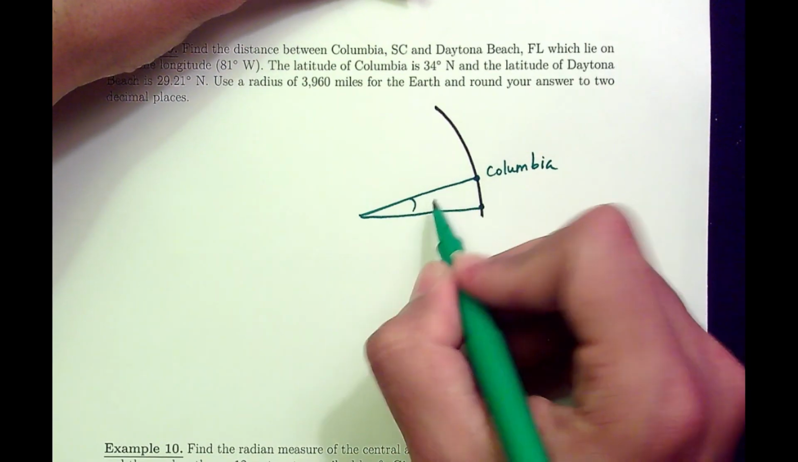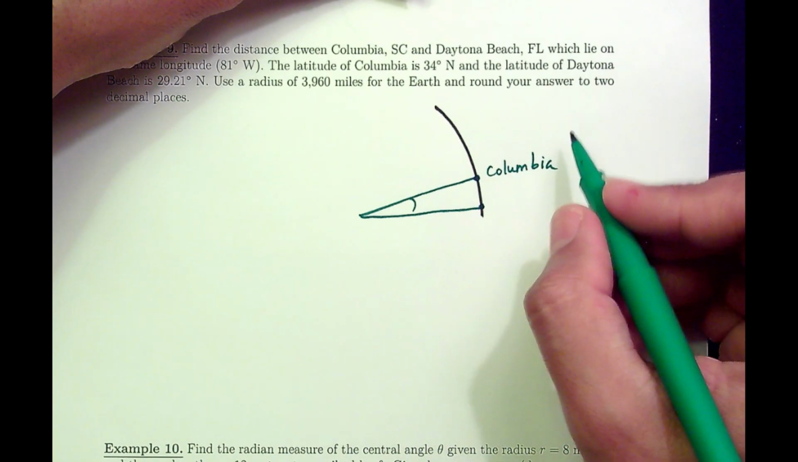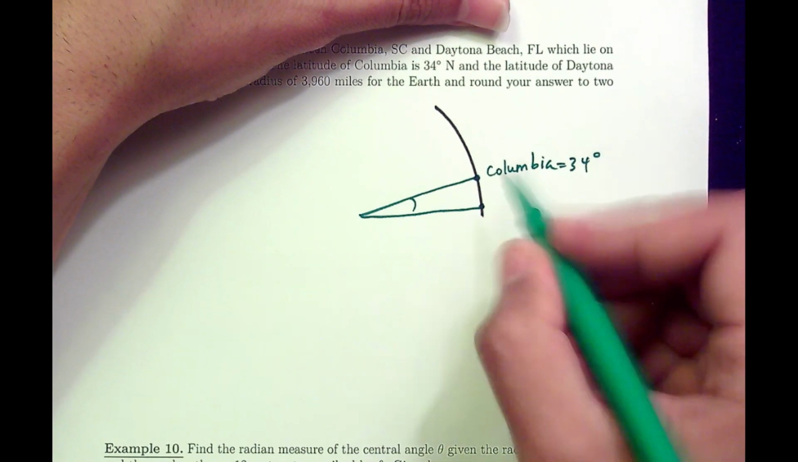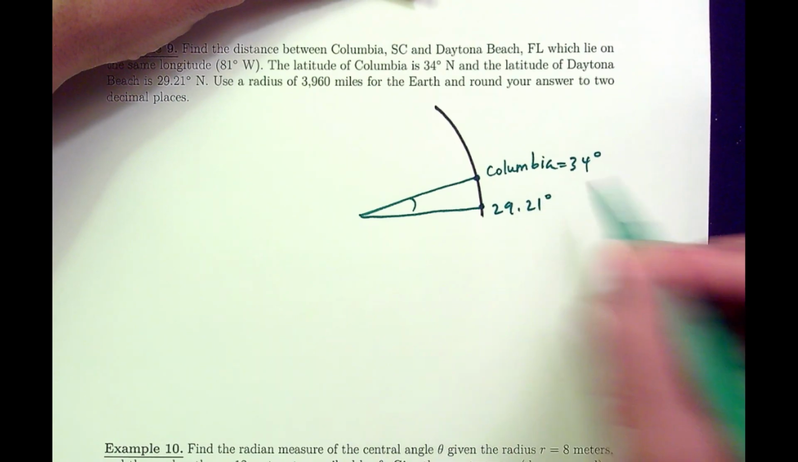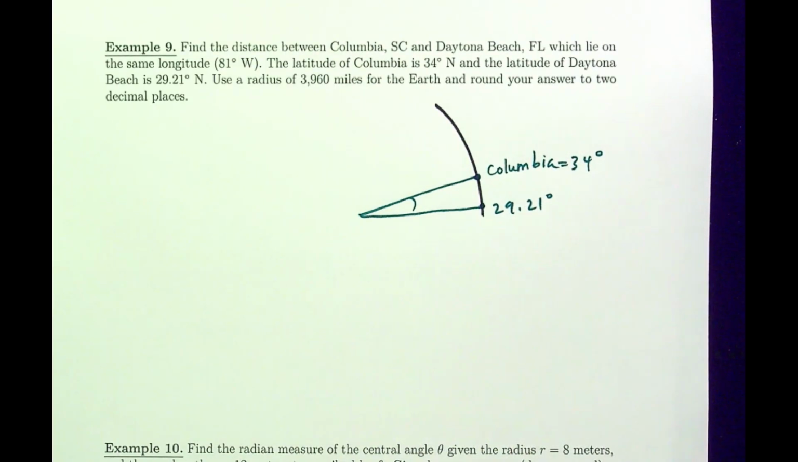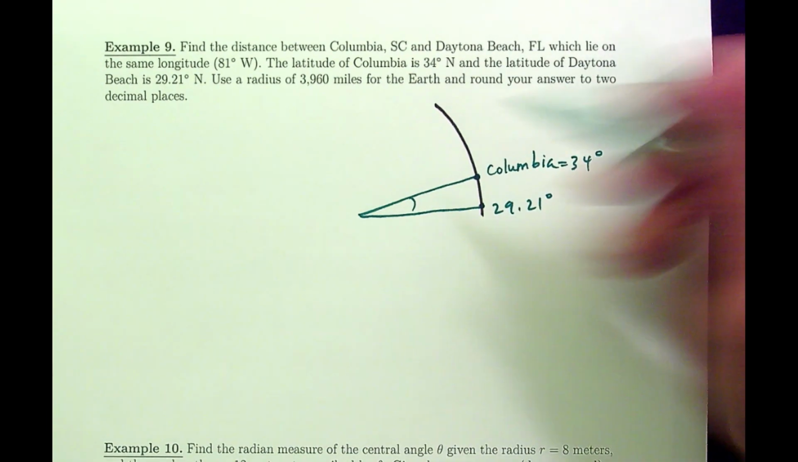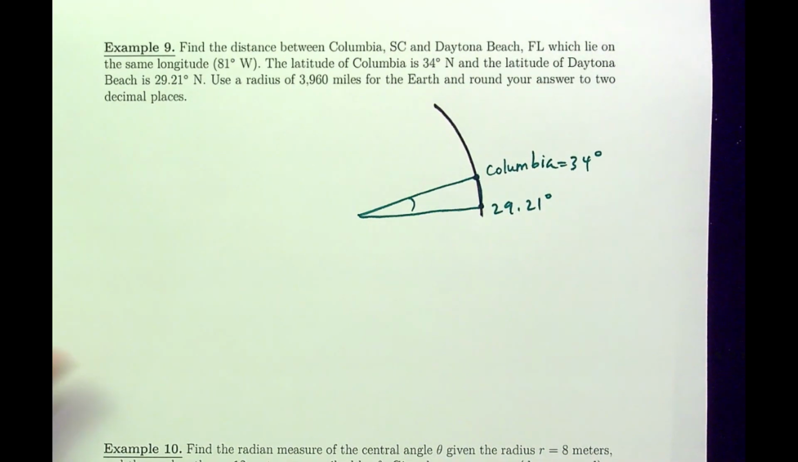And then they tell us that this one is 34 degrees north, and then this one is 29.21 degrees north. Okay, north of the equator. All right, so then we have to figure out the distance between the two cities, which is nothing but the arc length of that. So this is just an arc length problem.